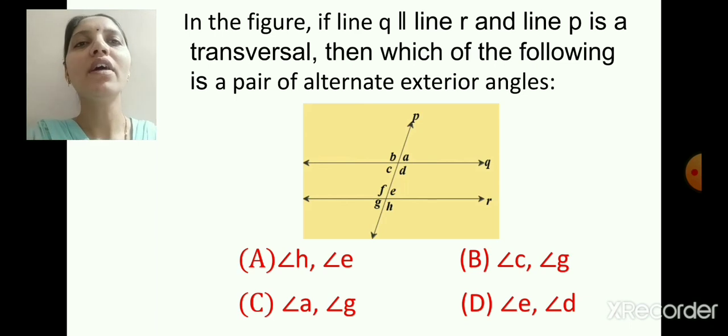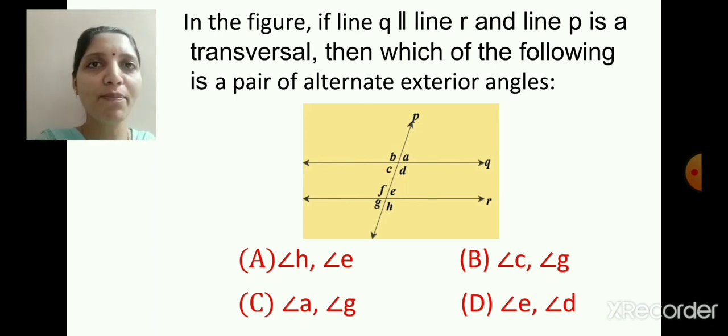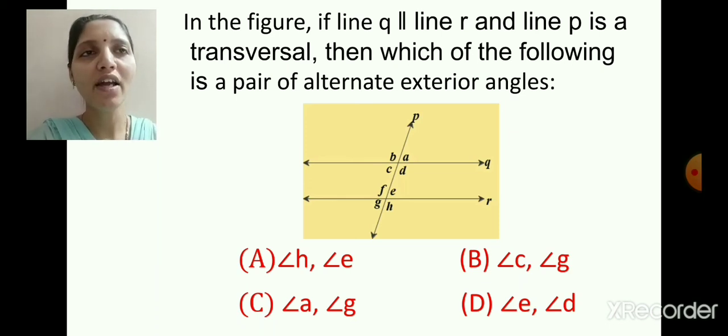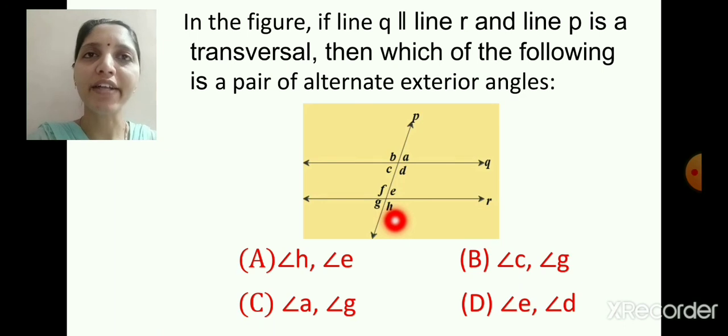In the figure, if line Q is parallel to line R and line P is a transversal, then which of the following is the pair of alternate exterior angles? Now what you have to find out? Alternate exterior angles. First find out which are the exterior angles. Which are the exterior angles in this figure? Angle B, angle A, angle G and angle H.